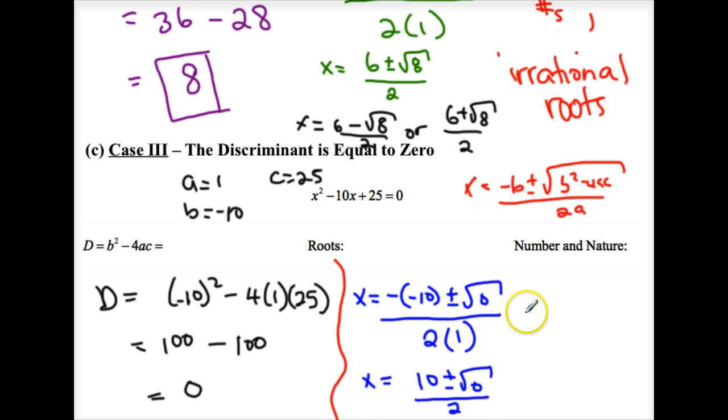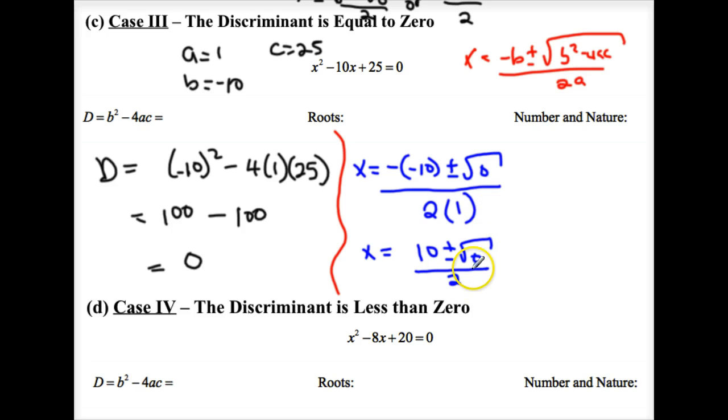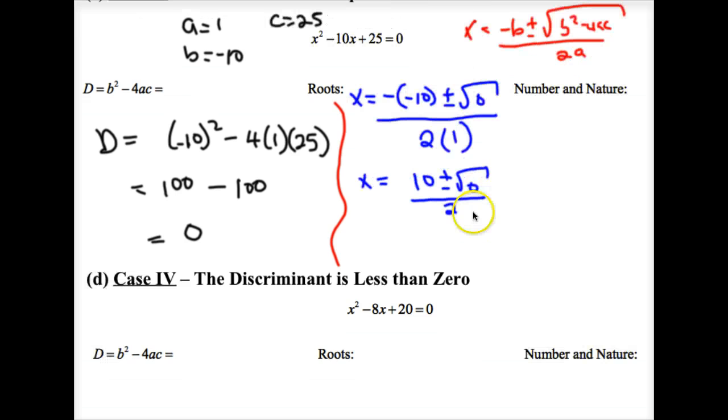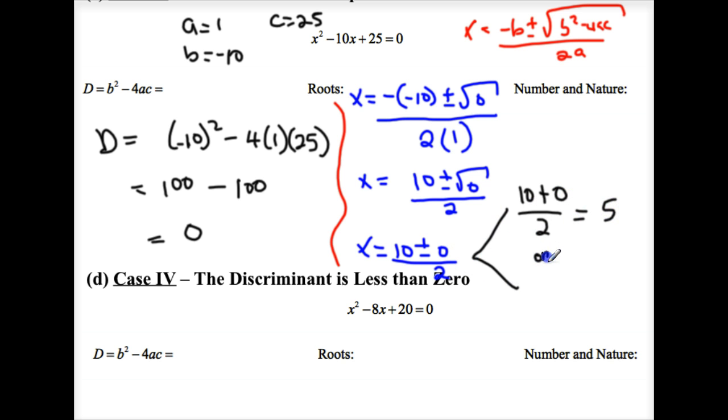Now how can I split this up? Remember, you'll have to answer. First of all, what is the square root of 0? Get your calculator and check it. So this becomes x is equal to 10 plus or minus 0 over 2. And how do I split this up? So I'm just going to come to the side here. This becomes 10 plus 0 over 2, which is 5, or 10 minus 0 over 2, which is also 5. So those are my roots.